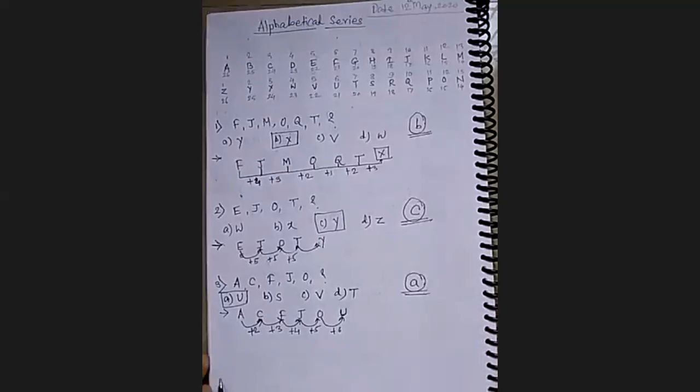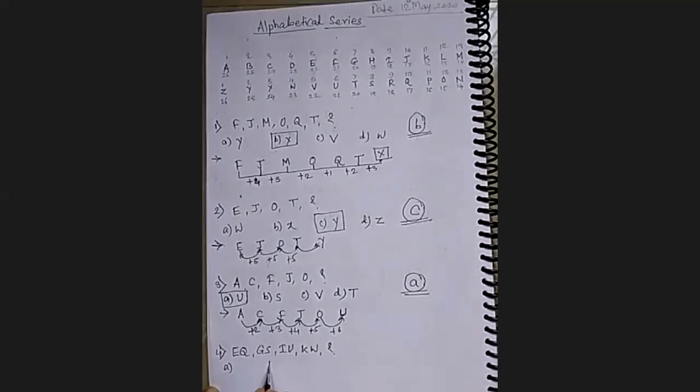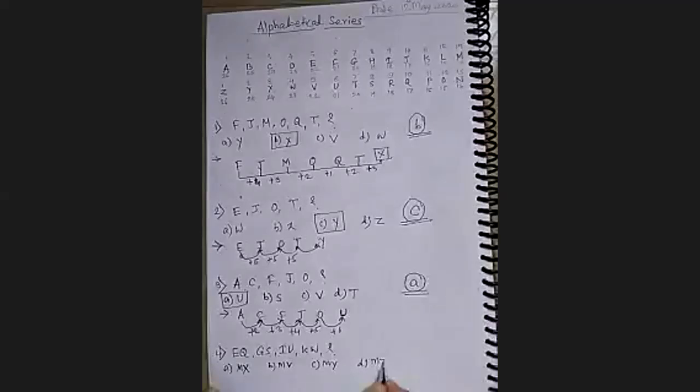Fine. So this could be the answer. Now EQ, GS, IU, KW, question mark, A, B, C, D. So MX, MV, MY, MZ. So what is the answer?